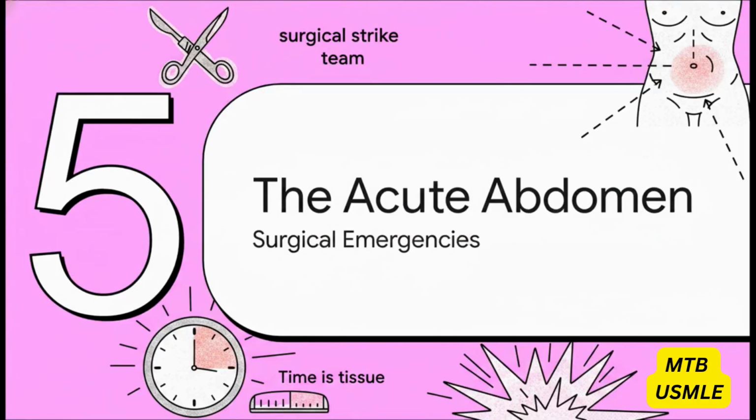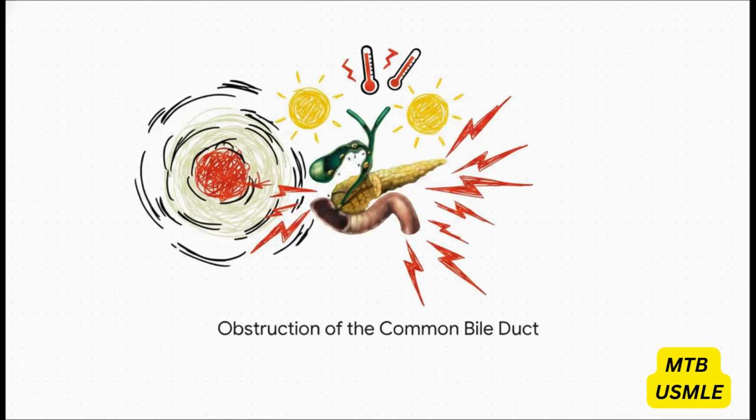Section 5, the acute abdomen, surgical emergencies. Finally, we hit the true emergencies. This is where the medical detective steps aside and calls in the surgical strike team. Time is tissue here, and surgery is often the only definitive cure. Let's revisit the right upper quadrant for a second.